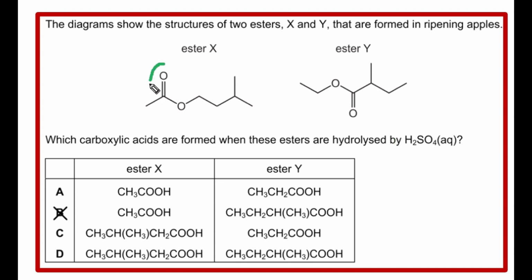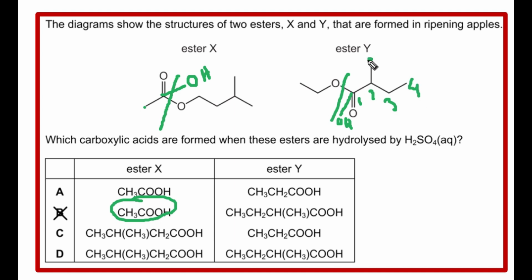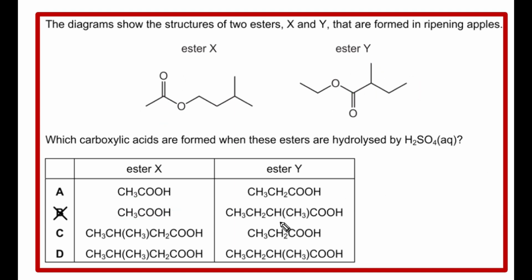So this is the functional group ester. If it is hydrolyzed, it will break down here. So a CH3COOH group will be added. So CH3COOH will be ethanoic acid, and here it will break down, so one OH group will be added. So this name will be 2-methylbutanoic acid. So the other product, ester Y, gives this carboxylic acid, and ester X gives the other.